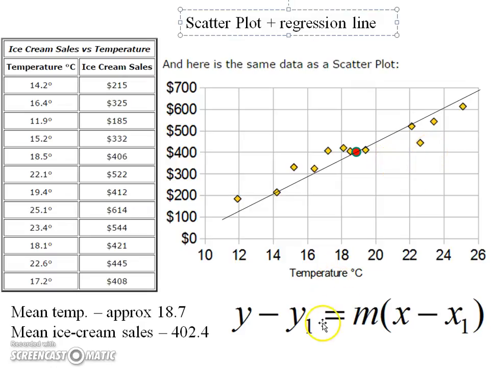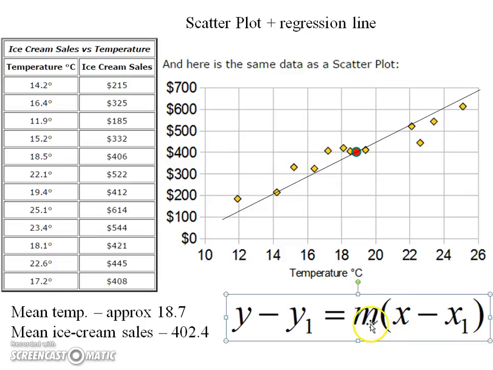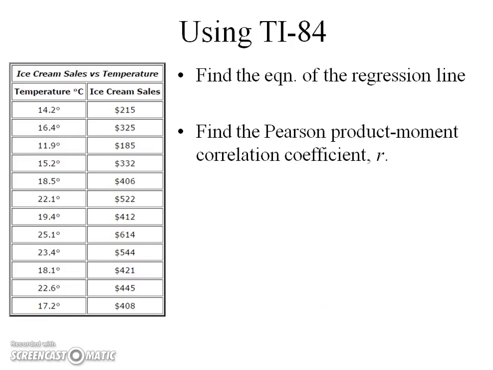Then I also challenged you to use the point slope form equation to find the equation of this regression line. I hope you have done that. If not, please try and do it, and if you need help, let me know. Now let's take out your TI84 and use it to help us find these two things.